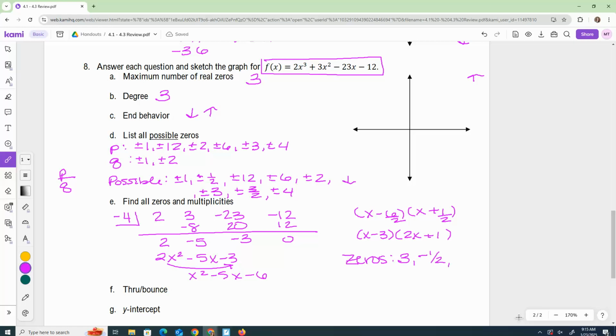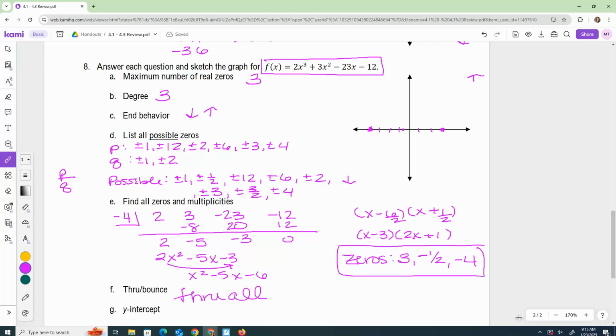And what else do I need on my list? -4. We said we could have 3 zeros and we got them. And we know those zeros are where we hit the x-axis. Because this one I'm having you graph as well. Okay, will it go through or bounce at these zeros? They all have a multiplicity of 1. 1 is odd, so it will go through all of them.